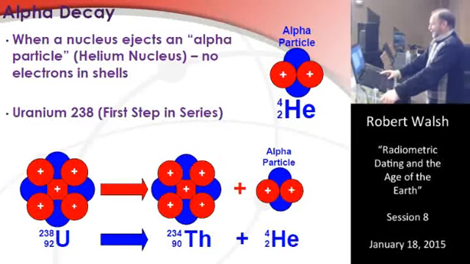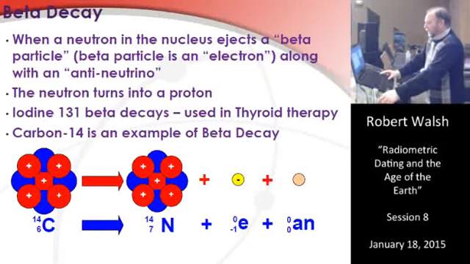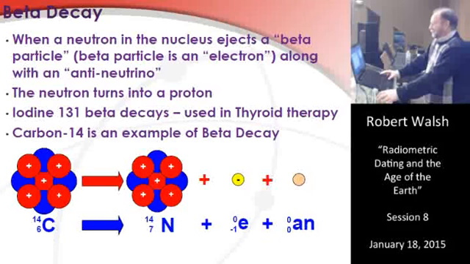Let's take a look at beta decay. Beta decay is nothing more than when a neutron in the nucleus ejects a beta particle, or an electron, along with some binding energy, if you will, called an antineutrino. So what happens in this case, the neutron literally turns into a proton.